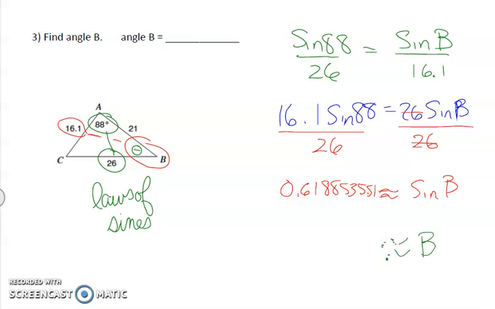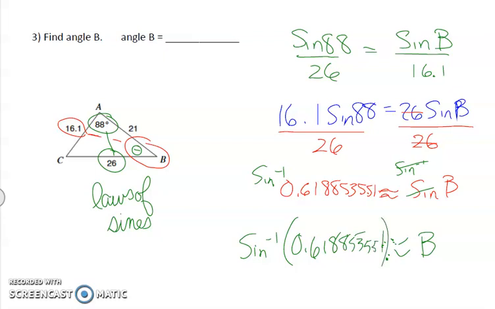So to get to the B, which is the angle, we have to get rid of sine. So we talked about when doing these problems originally, to get rid of the sine, we are going to use its inverse. So inverse sine of sine basically cancels each other out. So the inverse sine of 0.6188535551, that will be the angle measurement for B. So the answer is approximately 38.232 degrees.